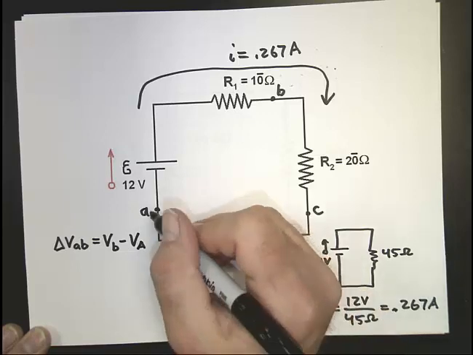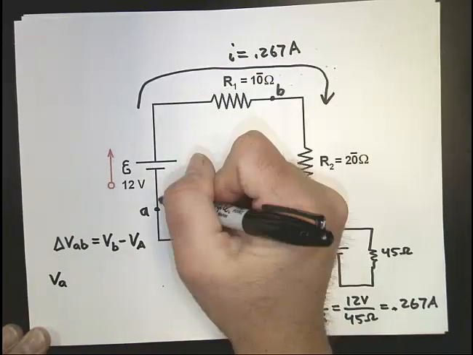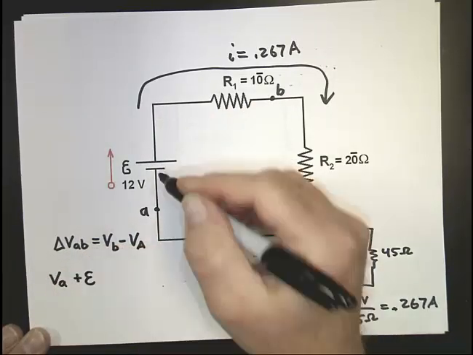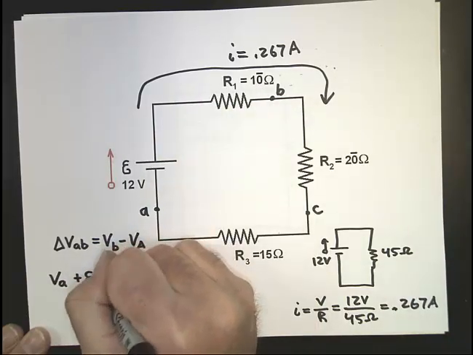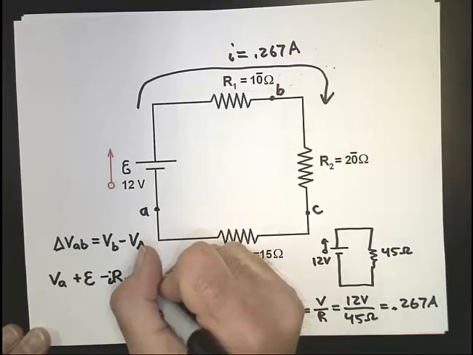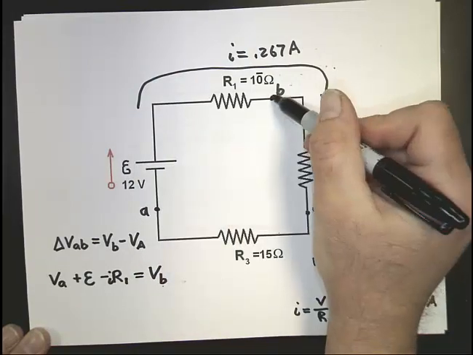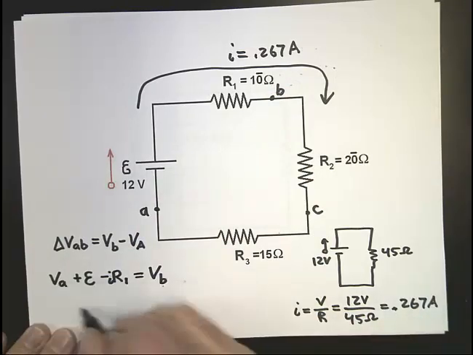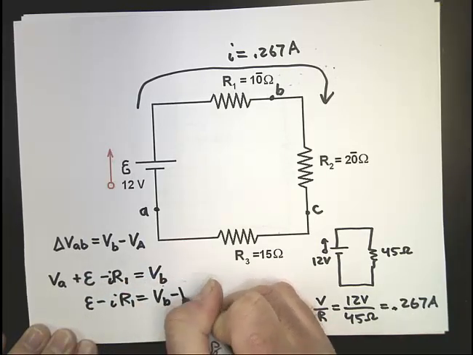So if you're going around the circuit, start here at A and work your way around. If I'm going in the direction of EMF, that's going to be plus E. If I'm going in the direction of the current, this is going to be minus IR1. And then now we've come to the potential at B. So we're not going to go all the way around the circuit. They would just like to know what's the potential between these two spots right here. So the equation is really simple. If I move this over to the other side, I've got E minus IR1 equals VB minus VA.